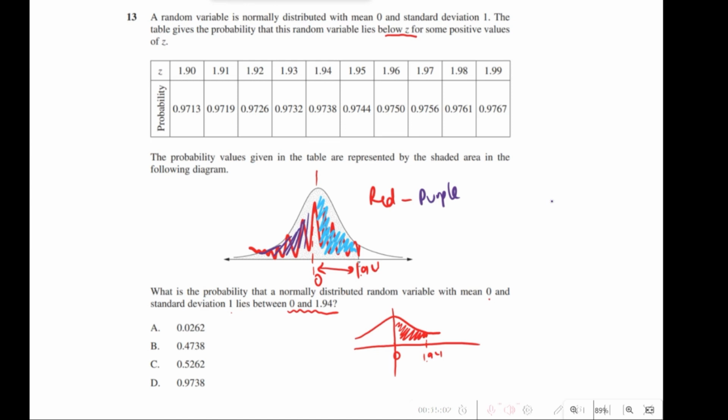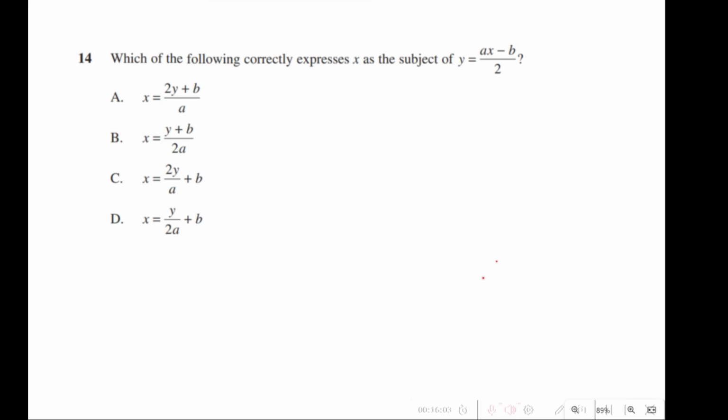So the red area can be given from the table because the table looks at below z. So if we look at 1.94, the probability is 0.9738. And so that's going to be, like we mentioned, all this red area here. Now the purple is just going to be half, because this area represents exactly half of the probability because it's cut at 0. So the purple would just be 0.5. If we subtract those two values, we get just what's in between 0 and 1.94, which is 0.4738, and so that's answer option B.